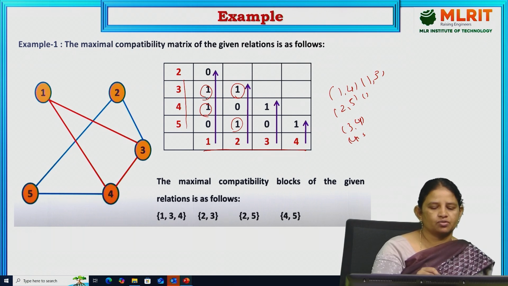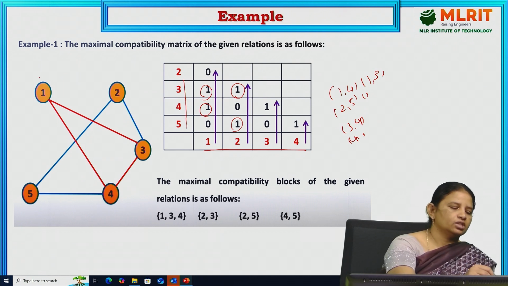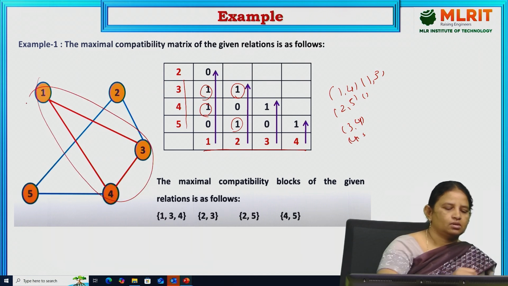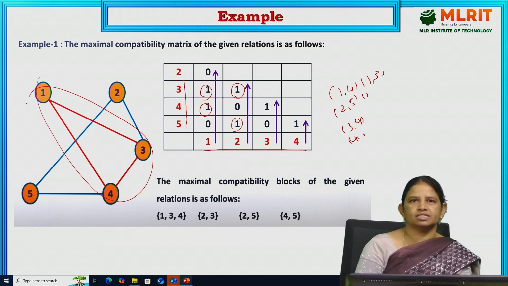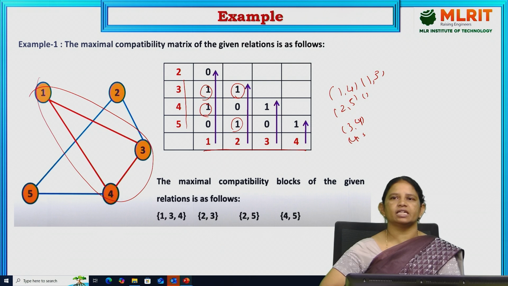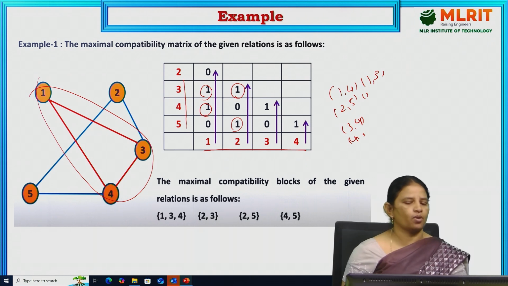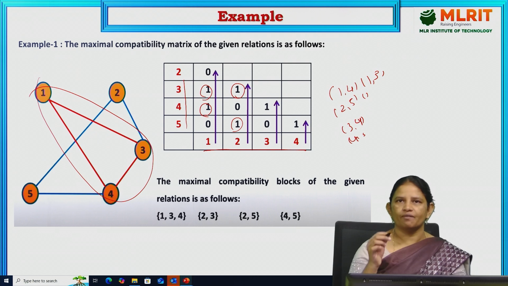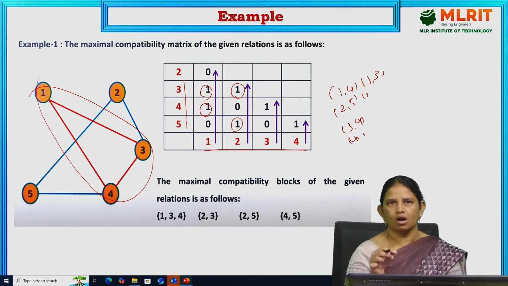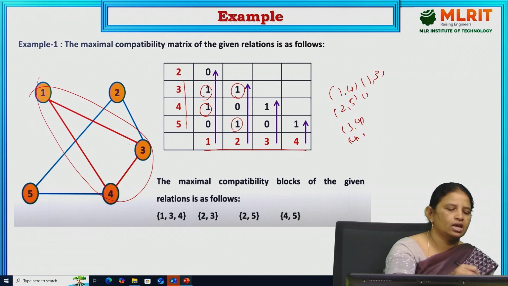What are the blocks we are going to consider? The 1, 3, 4. This block is considered. In the case of 1, 3, 4, it is a triangle, a polygon. We need to verify whether it is a complete polygon or not. For checking that, we need to verify whether every element of X is connected to all other elements. So, 1 is connected to 3 and 1 is connected to 4. Next, 3 is connected to 1 and 3 is connected to 4.